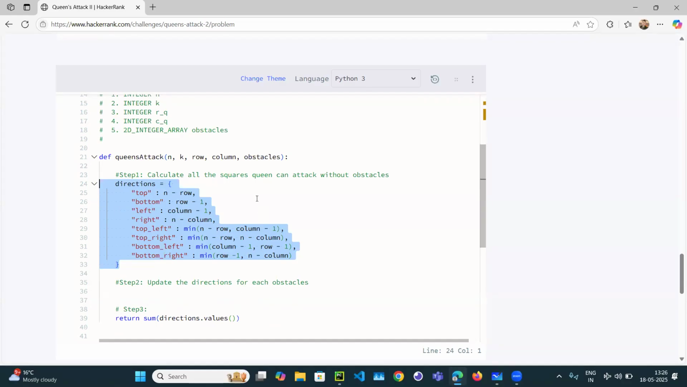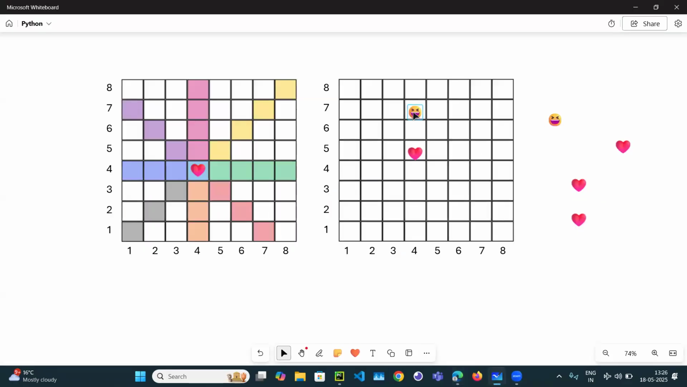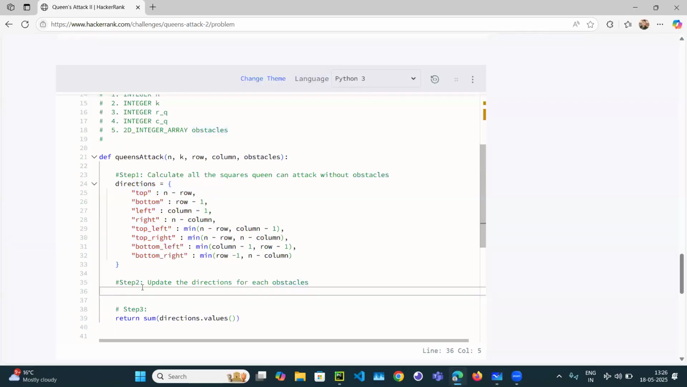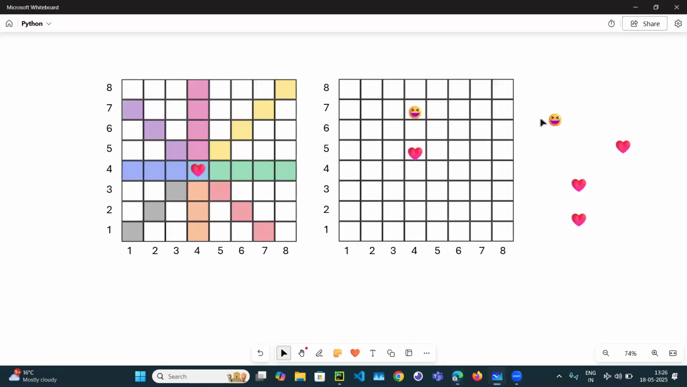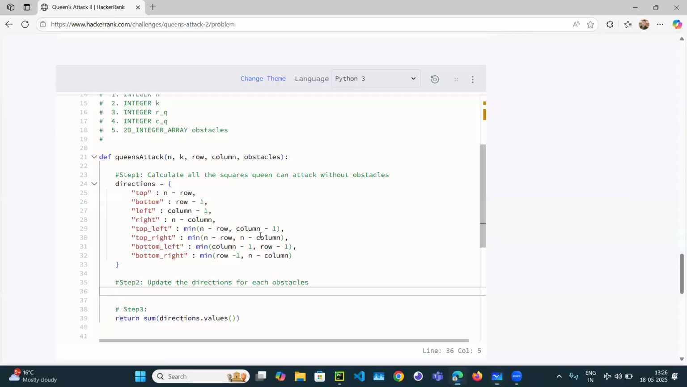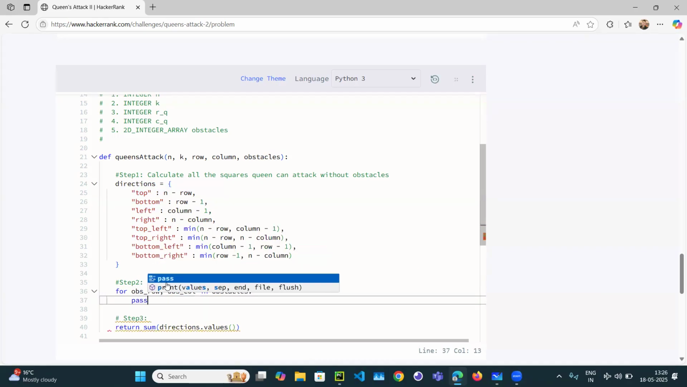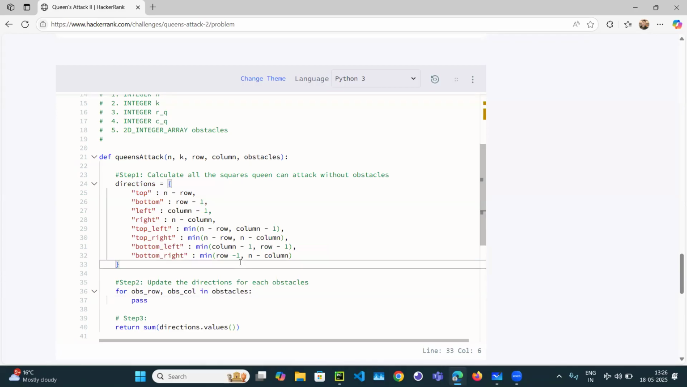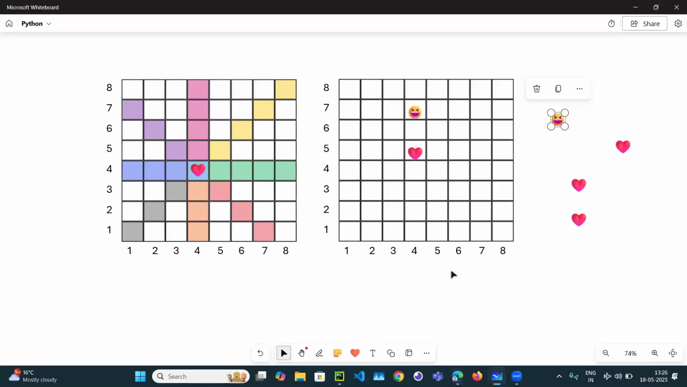And we enter, okay, now these are the obstacles. There could be multiple obstacles, and for all obstacles you have the row and the column, because they tell us where the obstacle is. So for each obstacle, for obstacle row, obstacle column in obstacles, you need to run a loop. All right. Understand?